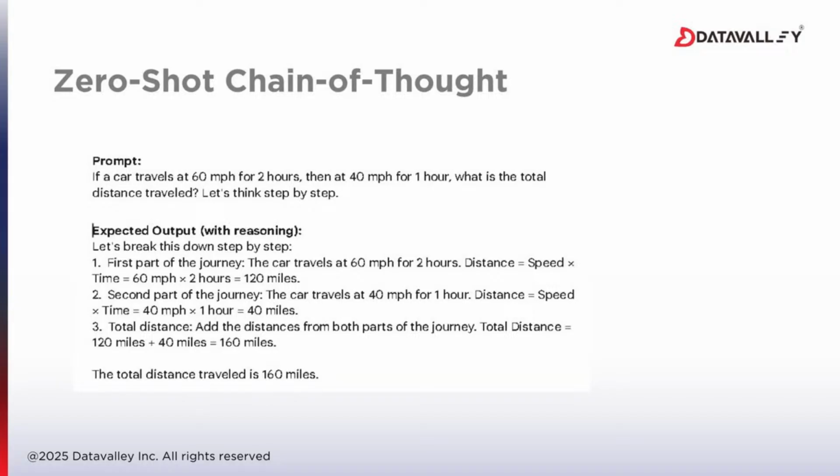If you look at this example: if a car travels at 60 meters per hour for 2 hours and then at 40 meters per hour for 1 hour, what is the total distance traveled? Let's think step by step. And if you see here, this is the expected output with reasoning.